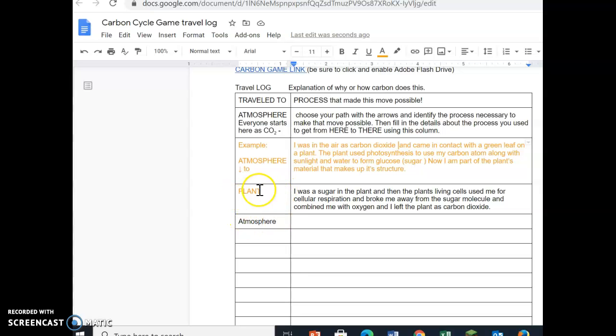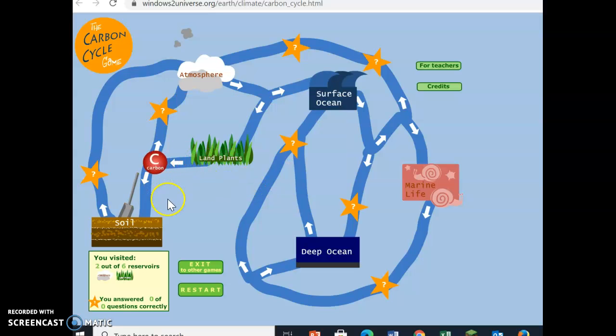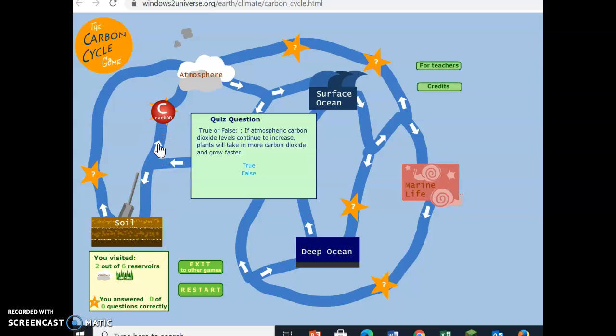Okay, so now I'm in the plant. I'm going to come back to the game. And now I got some more choices. I can either go back in the atmosphere or I can go to the soil. I feel like going back in the atmosphere, making a small loop with you just for the demo. True or false, atmospheric carbon dioxide levels continue to increase. Plants will take more carbon dioxide and grow faster. So I think that they will, and it says you're right. True, more carbon dioxide in the air, plants will grow faster.